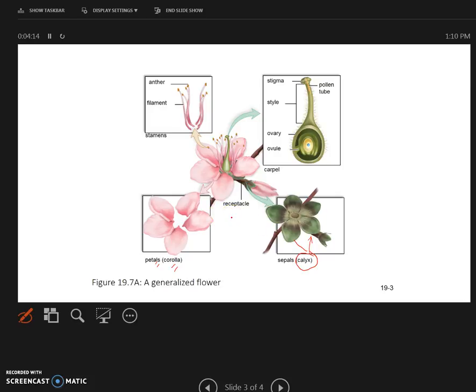Okay, like for example in lily. Lily doesn't have any sepals. So in a typical flower like rose, you'll have sepals separate, petals separate. Now you'll have the stamens. Stamens are the male part of the flower. So individual are called stamen. Group name is called androecium.